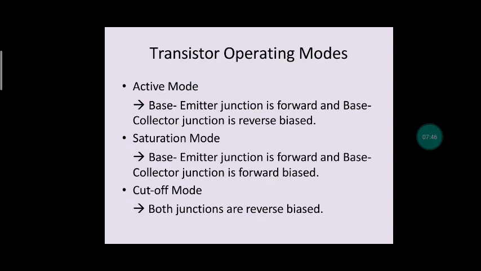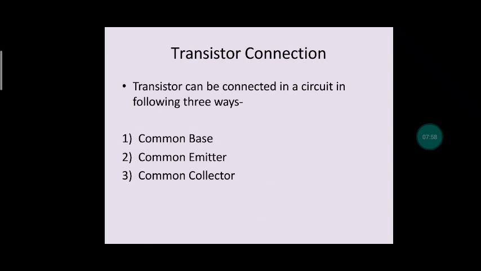So in active mode, emitter-to-base is forward and base-to-collector is reverse. In saturation, base-to-emitter and base-to-collector are in forward bias. In cutoff mode, both junctions are in reverse bias.